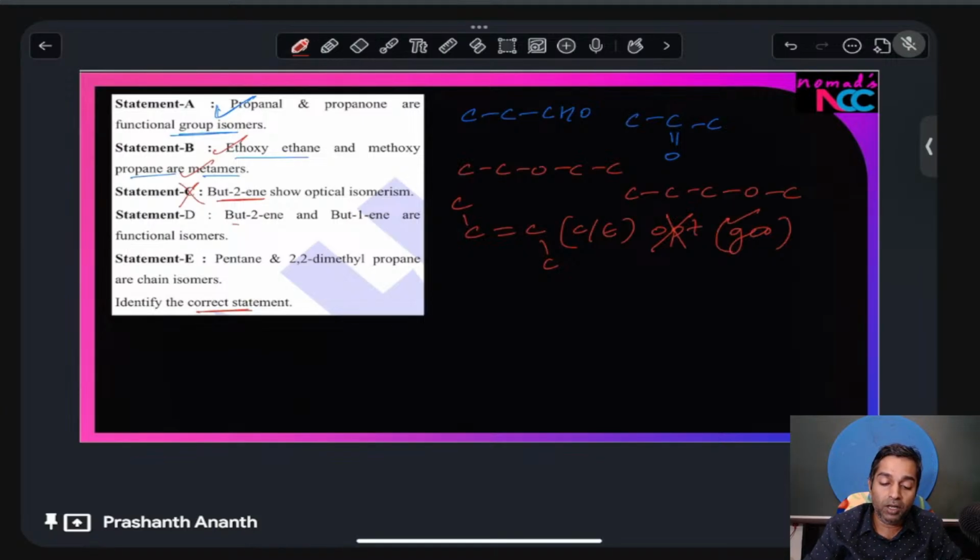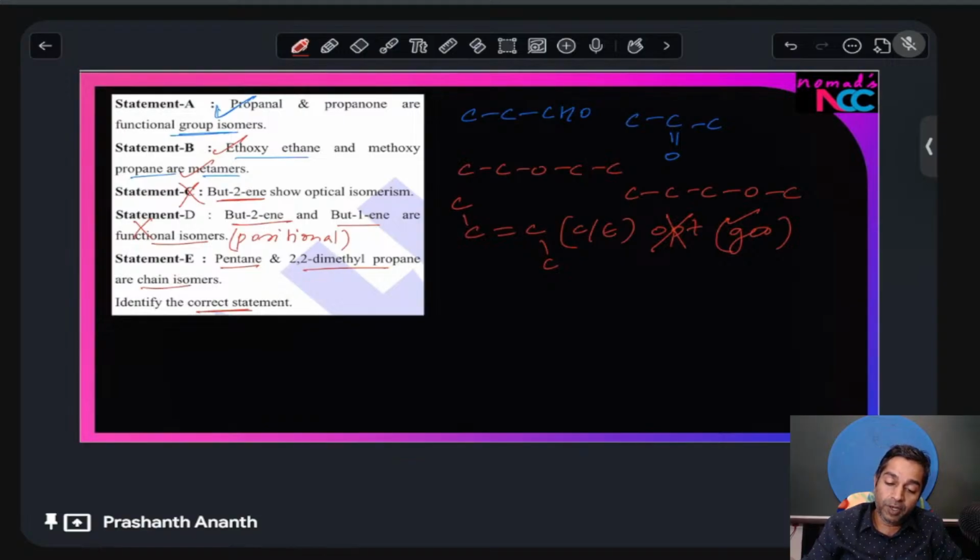Butene and but-1-ene are functional isomers. No, they are not functional isomers. They are positional isomers, not functional, because the functional group here is a double bond. They are not functional.